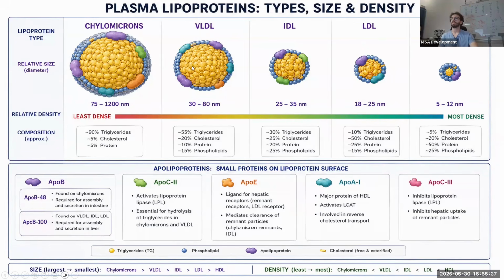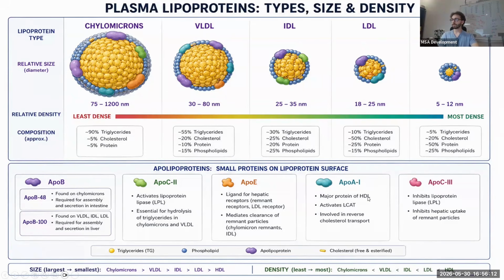ApoB100 is found on VLDL and IDL as well. So this is the first difference between chylomicron and VLDL. Chylomicron has ApoB48 while VLDL has ApoB100. ApoB48 of the chylomicron is responsible for intestinal matters, while the ApoB100 of the VLDL is responsible for liver, hepatic matters, okay? Now let's go to ApoE. ApoE is very simple. If anything wants to be taken up by the liver, it has to have ApoE. That's it, as simple as that, okay?